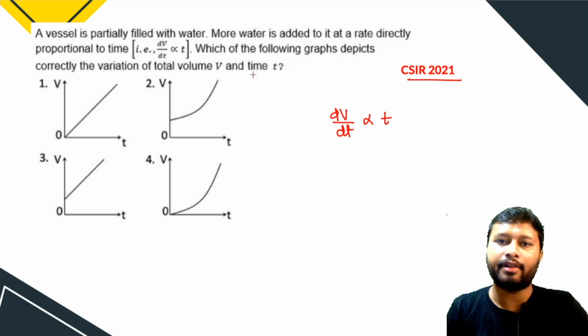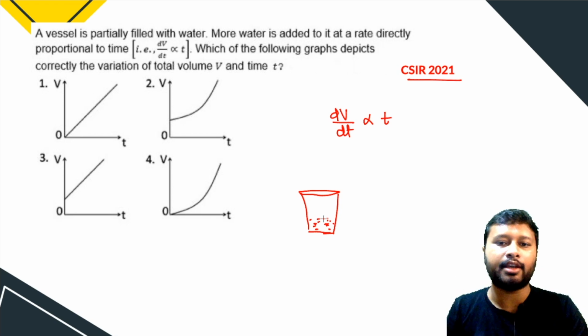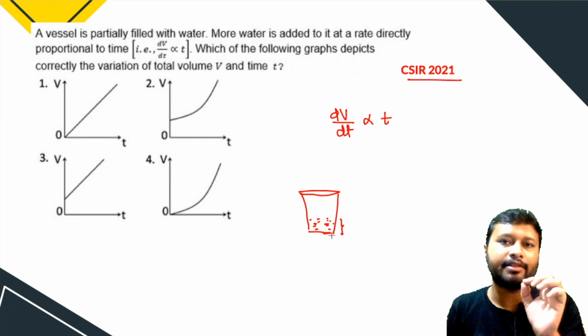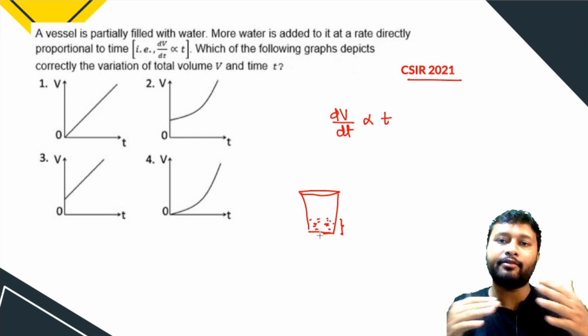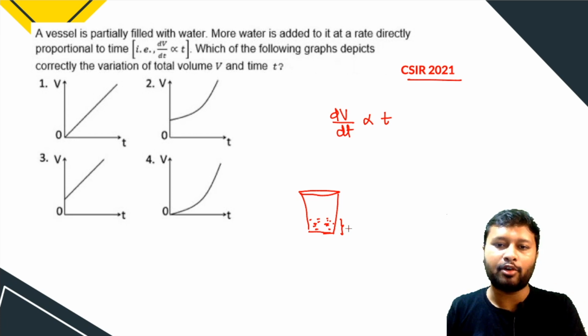Now, these things are very easy to do. First of all, you just need to apply some logical understanding to approach it. They have said that the vessel is partially filled with water. That means if, let's say, this is the vessel in which water is being kept, initially it is somewhat filled, or some partial filling is there. So that means initially it has some amount of volume in it. Initially the volume is not zero, or the volume is not starting from zero itself. There is some amount of volume given to you.